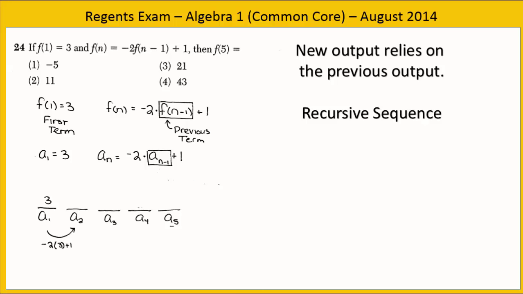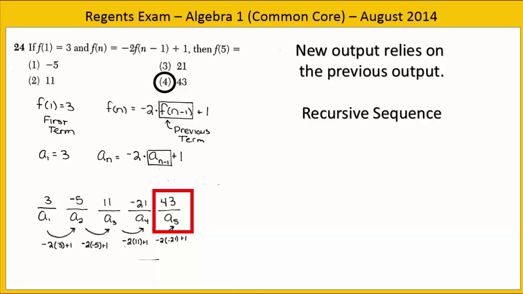Negative 2 times 3 is negative 6, plus 1 is negative 5. To get the third term, we take negative 2 times the previous term, negative 2 times negative 5, and we add 1. That gives us 11. The fourth term can be found using the same formula. Negative 2 times 11 plus 1 equals negative 21. And finally, to find the fifth term, negative 2 times negative 21 plus 1 equals 43. That's our fifth term, and so choice 4 is the correct answer.